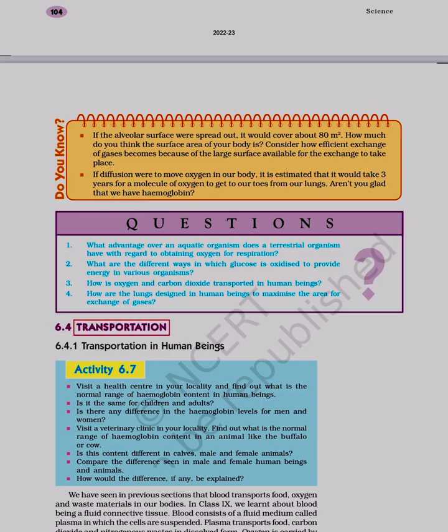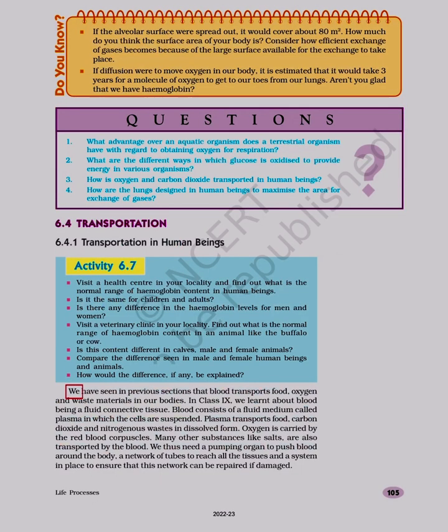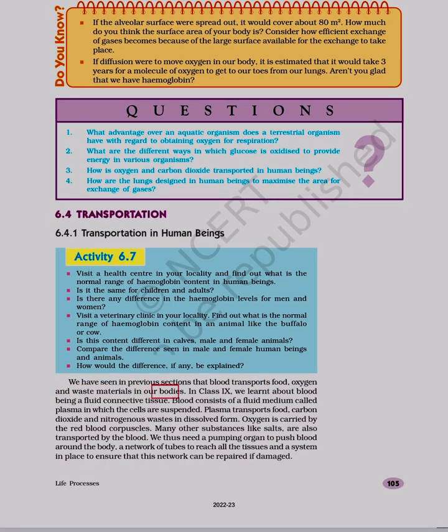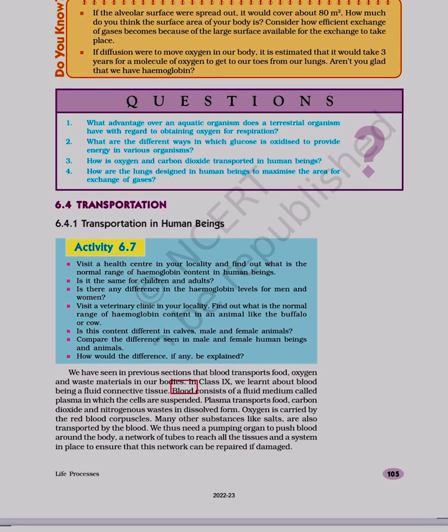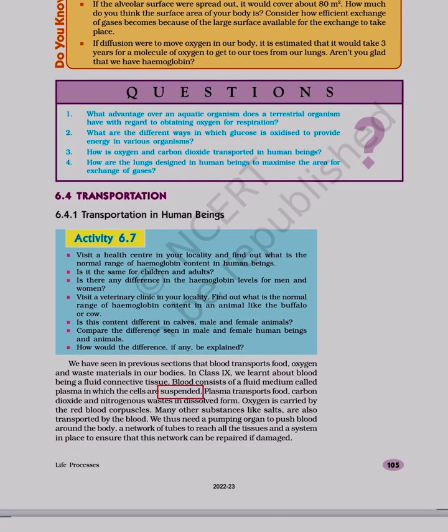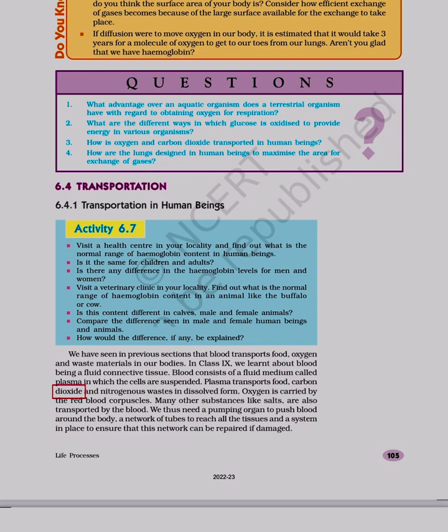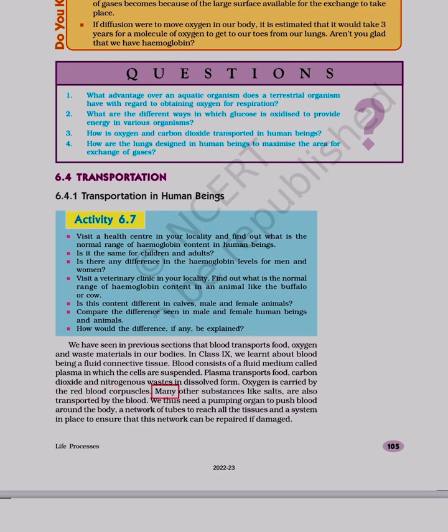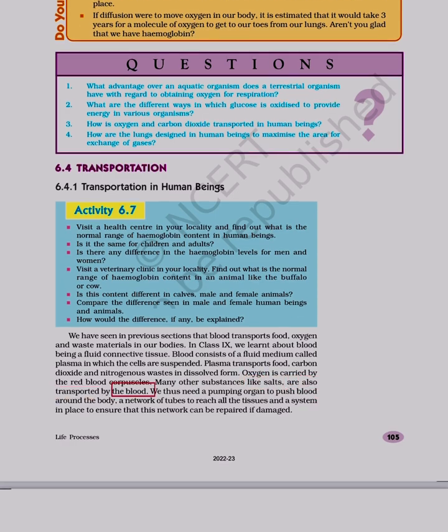6.4 Transportation. 6.4.1 Transportation in human beings. We have seen in previous sections that blood transports food, oxygen and waste materials in our bodies. In class 9, we learnt about blood being a fluid connective tissue. Blood consists of a fluid medium called plasma in which the cells are suspended. Plasma transports food, carbon dioxide and nitrogenous wastes in dissolved form. Oxygen is carried by the red blood corpuscles. Many other substances like salts are also transported by the blood.